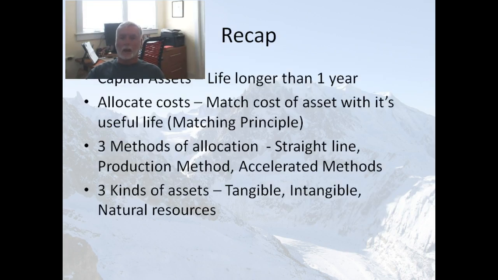So the recap: capital assets are things that are going to last longer than a year. We want to allocate those costs over the useful life, which is an example of the matching principle, because we want to match the cost of the asset with the revenue that it generates. There are 3 methods of allocation for tangible assets, which is what we've talked about so far. We'll get on to intangibles in the next section. So straight line, production or activity-based method, and various accelerated methods. And there are 3 kinds of assets, and we've just really talked about one, the tangible assets. We'll talk about the other 2 in the next section.